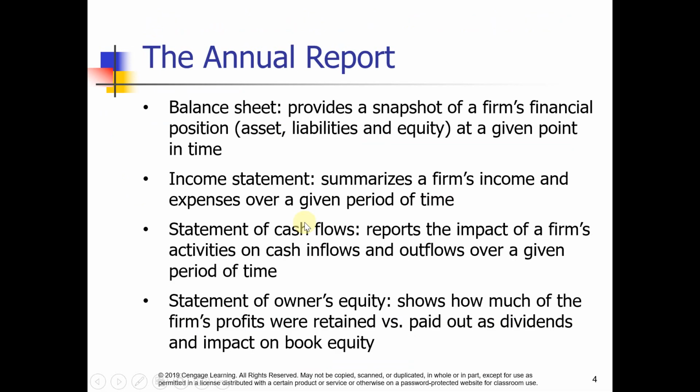Okay, so we're going to go over some basics of different types of financial statements. The annual report that every publicly traded company must report to the SEC and is available to shareholders, in fact, to everyone who wants access to it, consists of mainly four kinds of financial statements. The first is the balance sheet. As you should know, a balance sheet is a snapshot of a firm's financial position, its assets, liabilities, and equity at a given point in time.